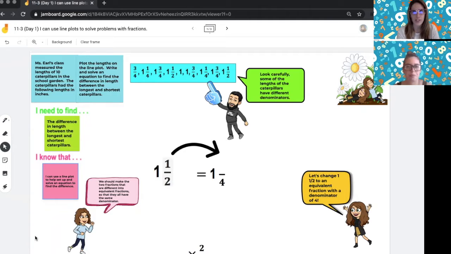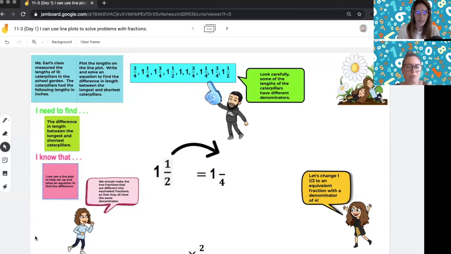What operation do you think we're going to use to find the difference? Well, I know when I need to find the difference, I need to use subtraction. Great. So let's start here. I see Mr. Rivera is trying to tell us something. Oh, he's saying, look carefully. Some of the lengths of the caterpillars have different denominators.